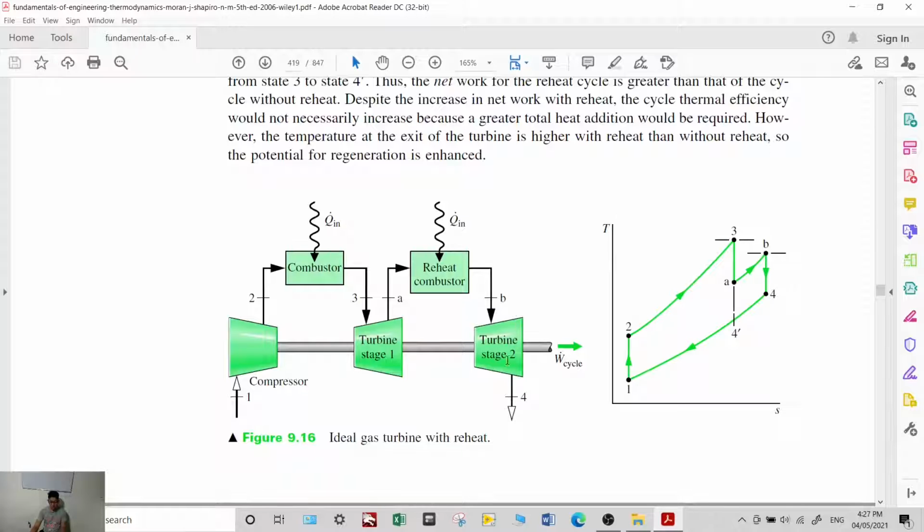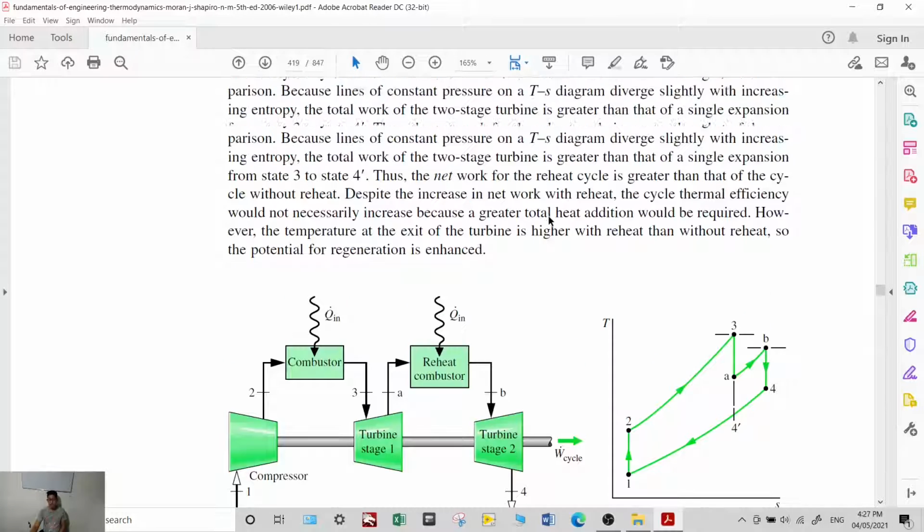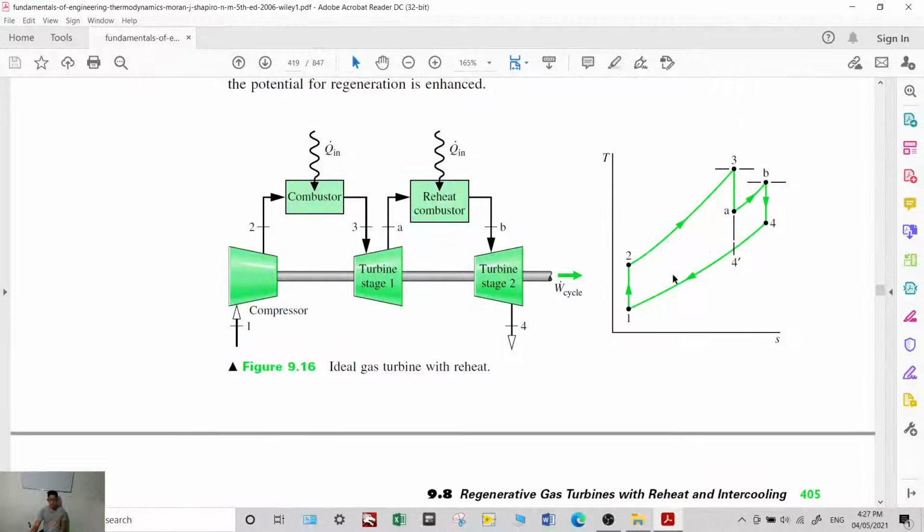And then finally it is expanded at stage 2 of the turbine. As we can see in this graph, if there is no reheat, the process would be 1, 2, 3, 4 prime. This portion is the work you gain by doing reheat. But we also need to consider that additional fuel is added in the reheat combustor, so it does not necessarily increase the thermal efficiency.